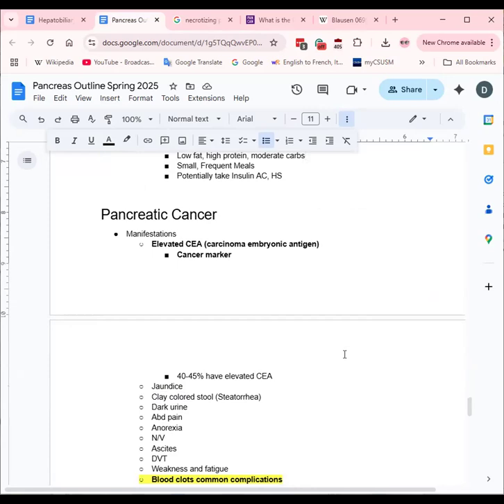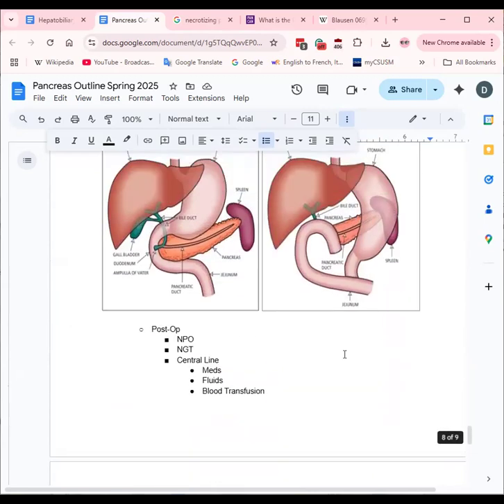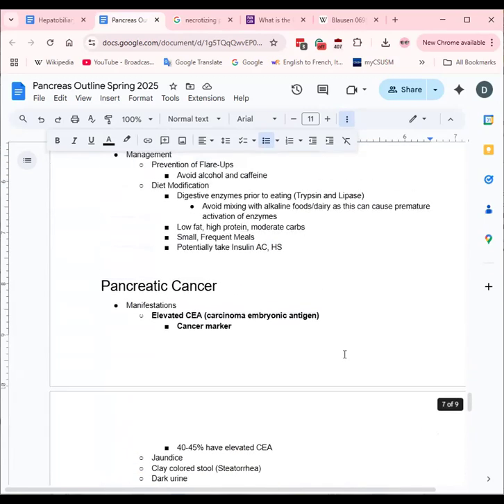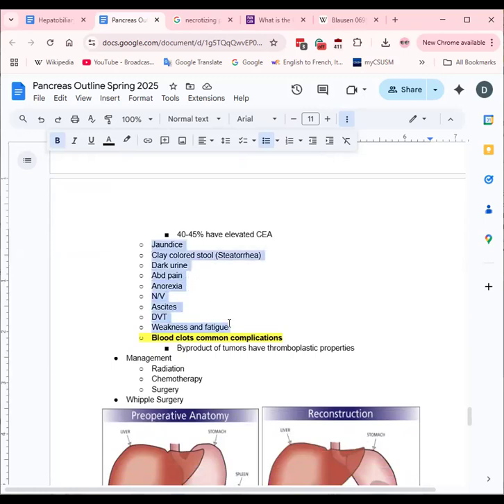Now there's pancreatic cancer. I have it already written out, because pancreatic cancer is really not tested heavily at all. So you really don't need to know too much about it. The main thing you maybe need to know is that there's a CEA, which is a cancer marker, that could show up elevated. For the most part, most of these signs and symptoms are things you already learned from general pancreas issues and even some liver issues.